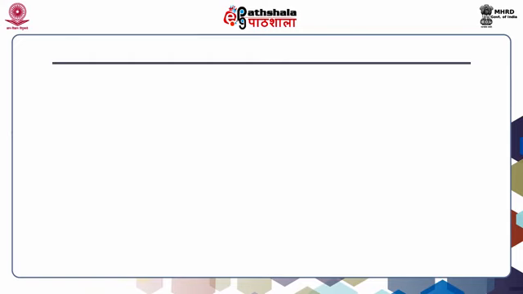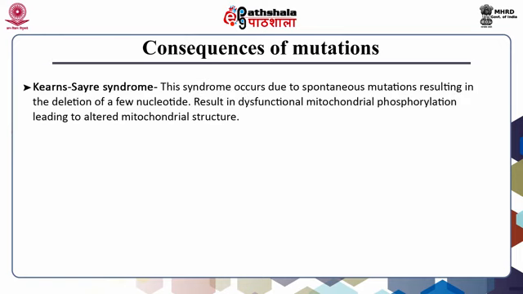Having understood this, we should know about some of the major mutations. One is called Kearns-Sayre syndrome. This syndrome occurs due to spontaneous mutation resulting in deletion of a few nucleotides. The result of this deletion of nucleotides is dysfunctional mitochondrial phosphorylation leading to altered mitochondrial structure.